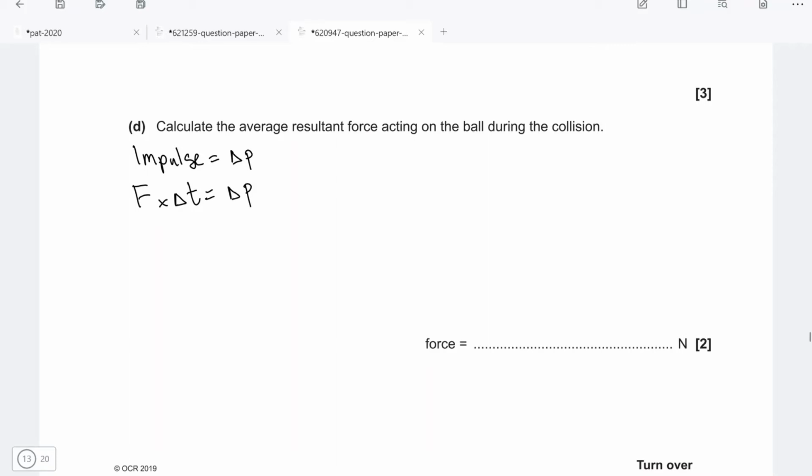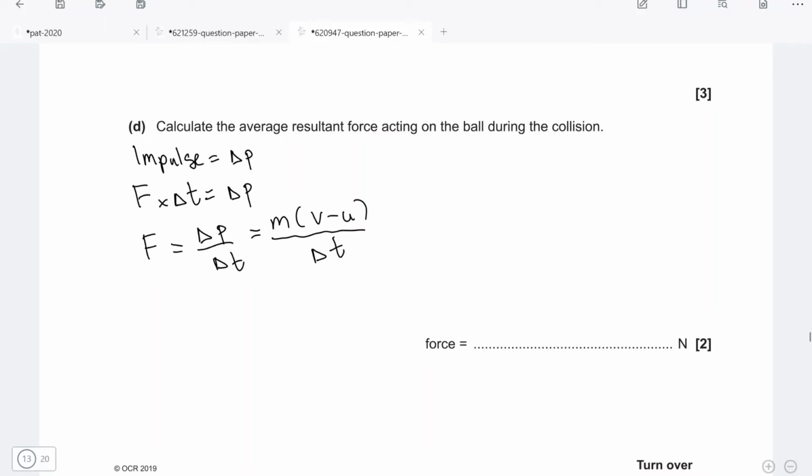We could rearrange this equation for the average force F, and we're going to get that F will be our change of momentum divided by the time that the force is actually acting for. Our change of momentum will be equal to the mass times the final velocity, take away the initial velocity, divided by the time that the force acts on.